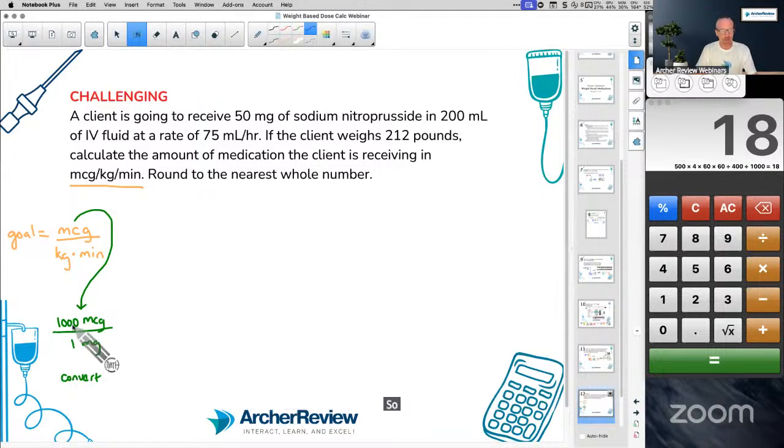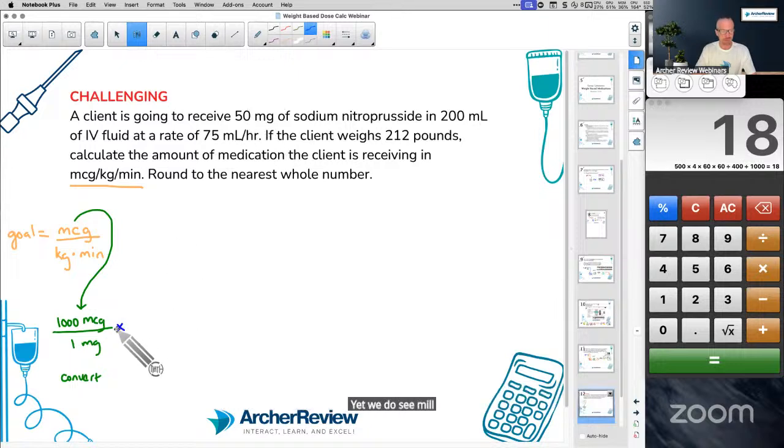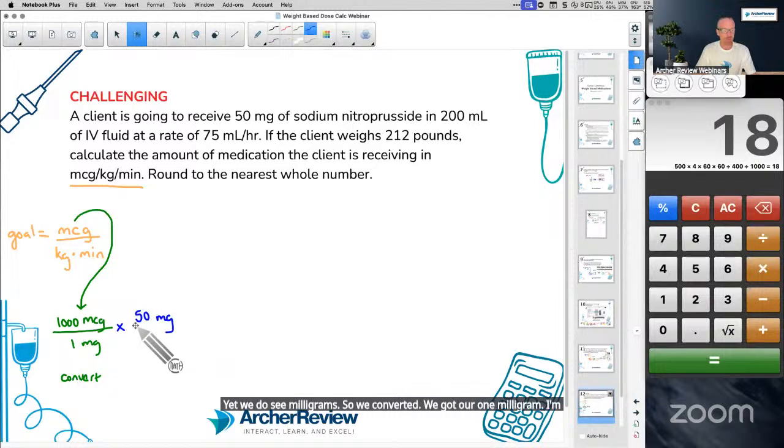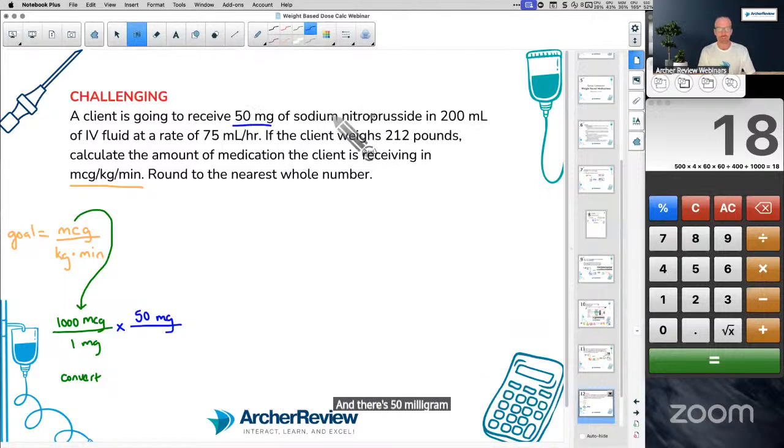So why did we convert? We need micrograms at the top. I did not see micrograms getting mentioned anywhere in the problem, yet we do see milligrams. So we converted. We got our 1 milligram. I'm going to put the 50 milligrams that I see in my problem. And there's 50 milligrams of this sodium stuff in 200 milliliters of fluid. So 50 milligrams in 200 milliliters of fluid. Milligrams cancel.